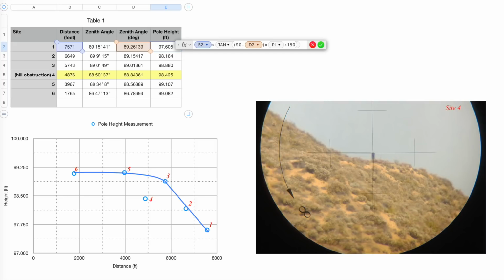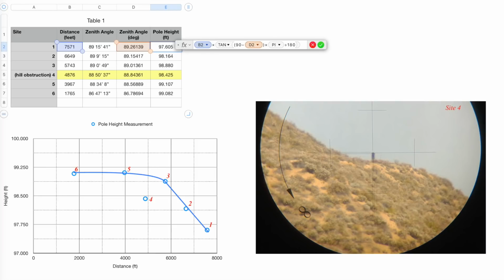And then I calculate the pole height using that equation. Notice I'm using the cell B2, which is the distance, okay? That multiplied with the tangent of the angle. And 90 minus D2 gives me just the elevation angle that I want, okay? And then I convert that to radians, all right? So that gives me the height of the pole, all right?